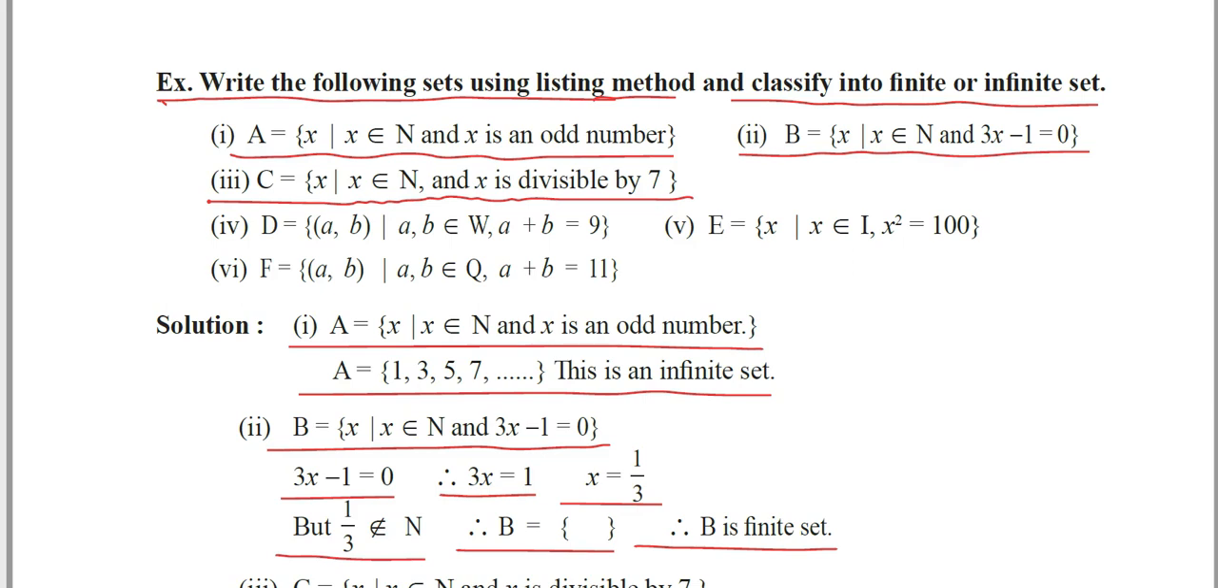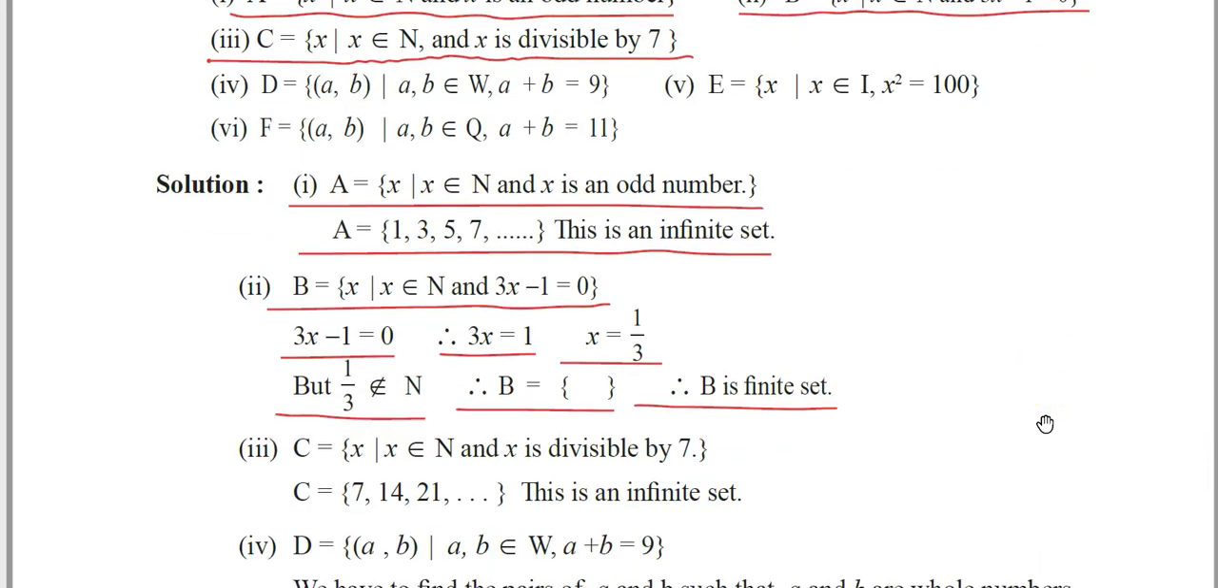Now next C, x is such that x belongs to set of natural numbers and x is divisible by 7. Now that is all the numbers which are multiples of 7 in the natural numbers. That is 7, 14, 21. This is an infinite set.